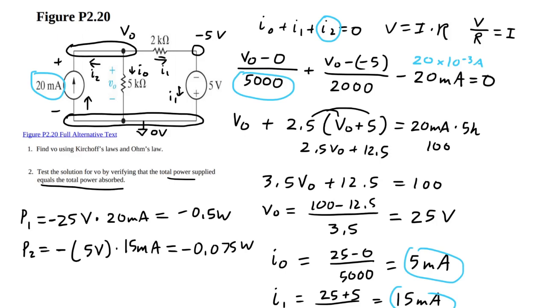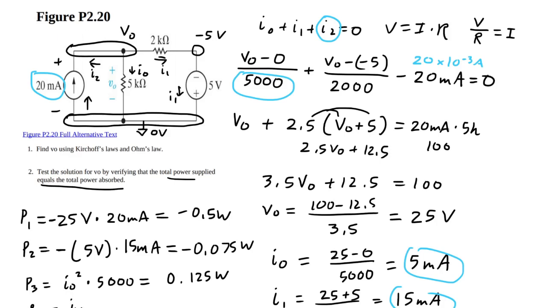Now we're going to find the power dissipated. This one we'll just use I squared R to save a bit of arithmetic. All right, so for P3, which is going to be the power dissipated by the 5K resistor, it's going to be I0 squared times 5,000. So that is 5 milliamps squared times 5,000, and that is 0.125 watts.